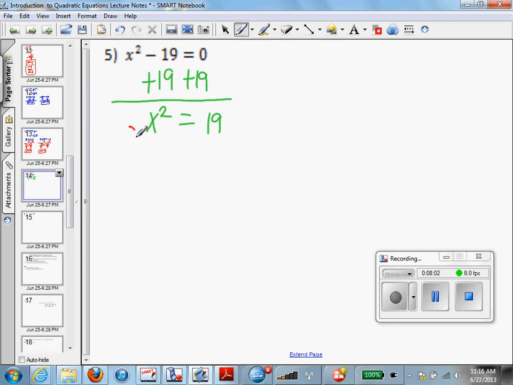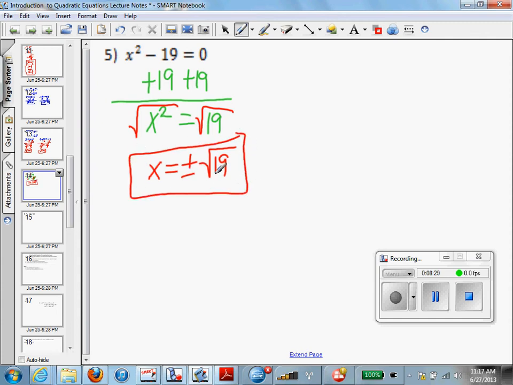Now let's apply our square root property to get x by itself. So square root both sides. You're going to get x equals plus or minus, since we're working with the square root function, the square root of 19. And now you can ask yourself, can 19 be broken down into any perfect squares, or can that radical be simplified? And it cannot. So the answer is x equals plus or minus the square root of 19. Or again, you can write that as x equals positive square root of 19 and x equals minus the square root of 19.